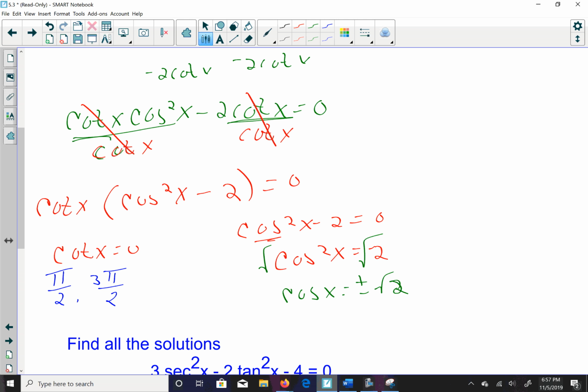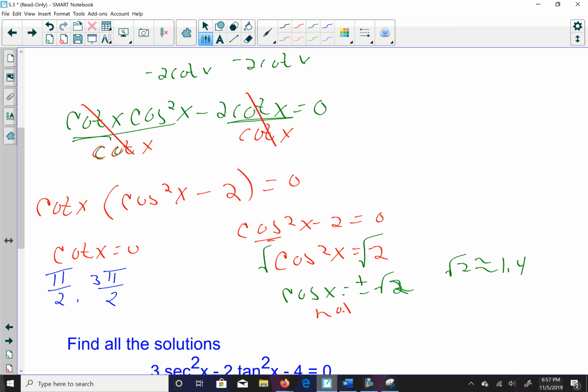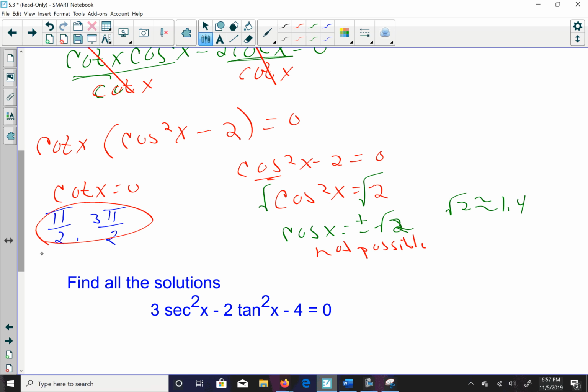I see square root of 2 over 2, but that's not this. If I were to do a quick check on my calculator, the square root of 2 ends up equaling approximately 1.4 something. This is more than 1, which means this never happens. The cosine can never equal the square root of 2. This is not possible, which means from this side of the equation, I don't get any zeros. So my only solutions are going to be these two numbers here.